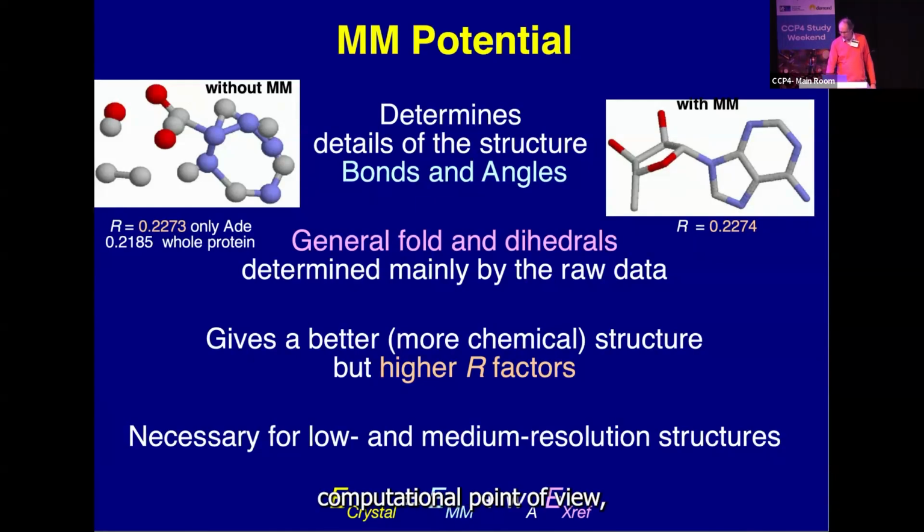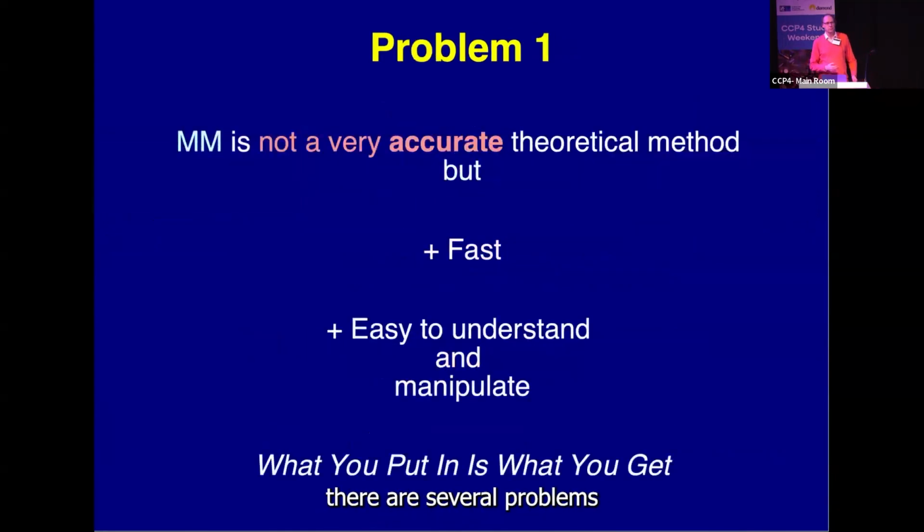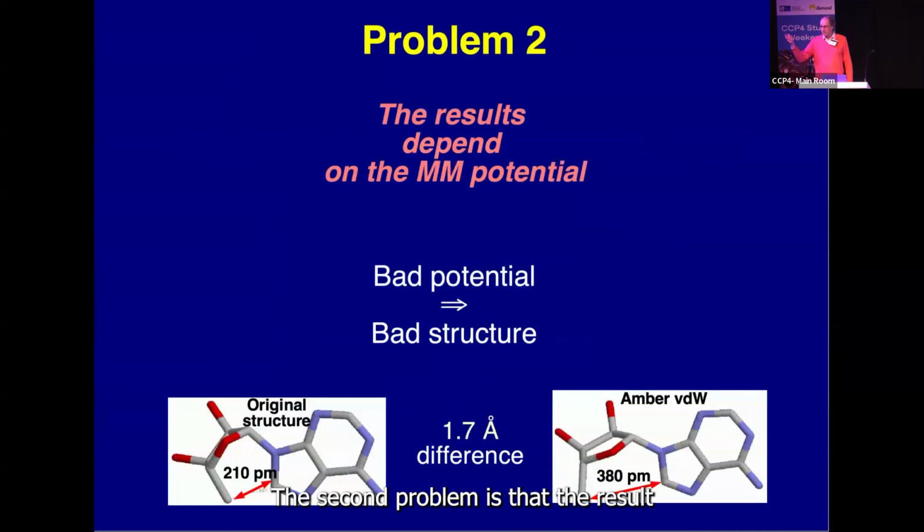Okay, so from a computational point of view, there are several problems with using these empirical potentials. One problem is that, as I said, molecular mechanics is not the best method we have, and we know that we are missing terms, for example the electrostatics term. The second problem is that the result, of course, depends on the molecular mechanics potential. So the structure is no longer an experimental structure, it's a mixture of computational and experimental structure. And if you have a bad potential, you get a bad structure.